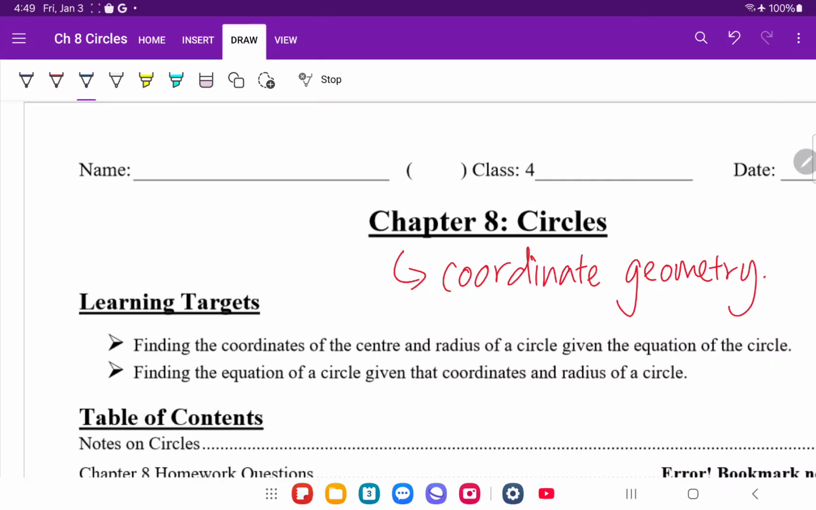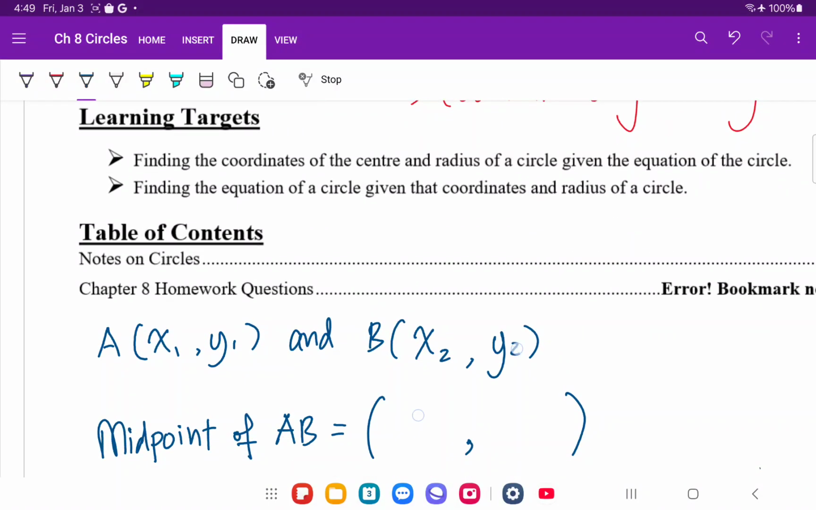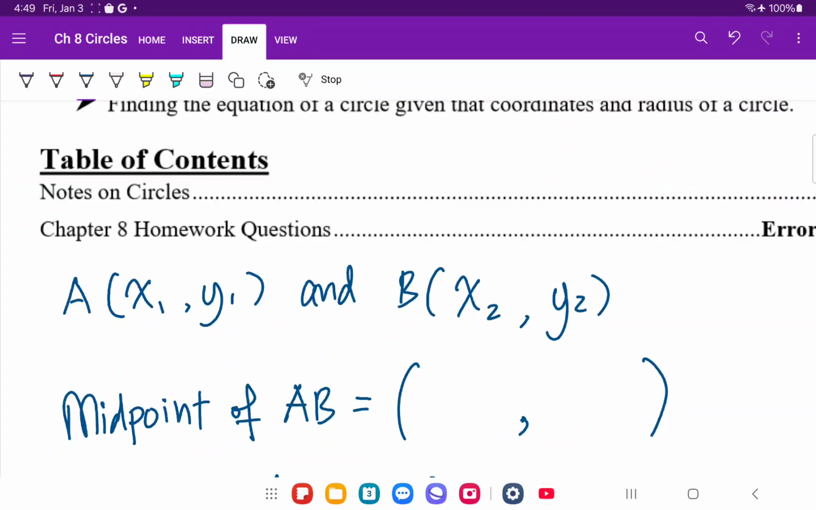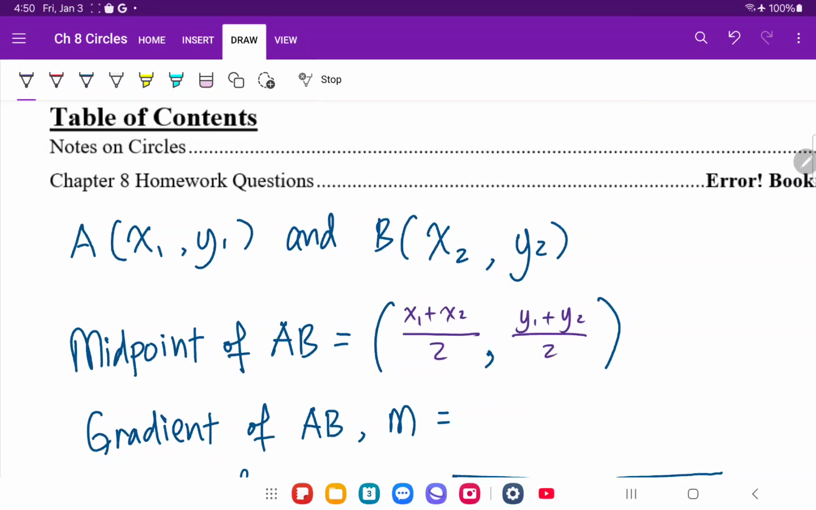Alright, let's run through the revision. First, if you are given a point A and a point B, with coordinates x1, y1 and x2, y2, please recall that when you find a midpoint, the formula is x1 plus x2 out of 2, comma, y1 plus y2 out of 2. Next, for the gradient, the formula will be y2 minus y1 divided by x2 minus x1.